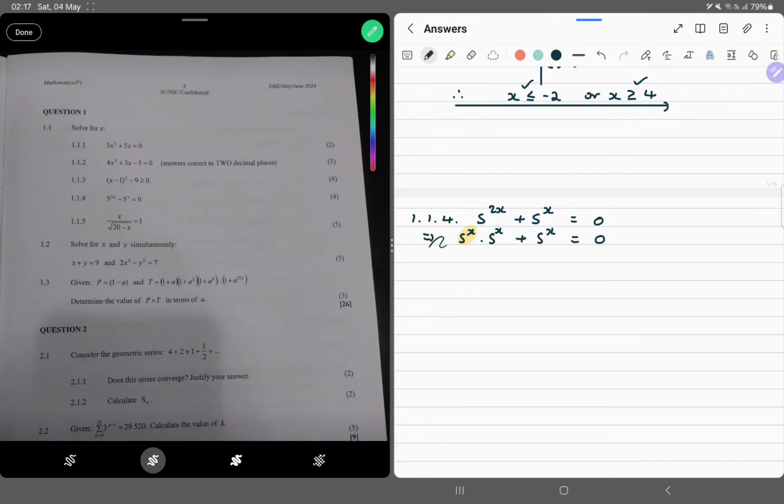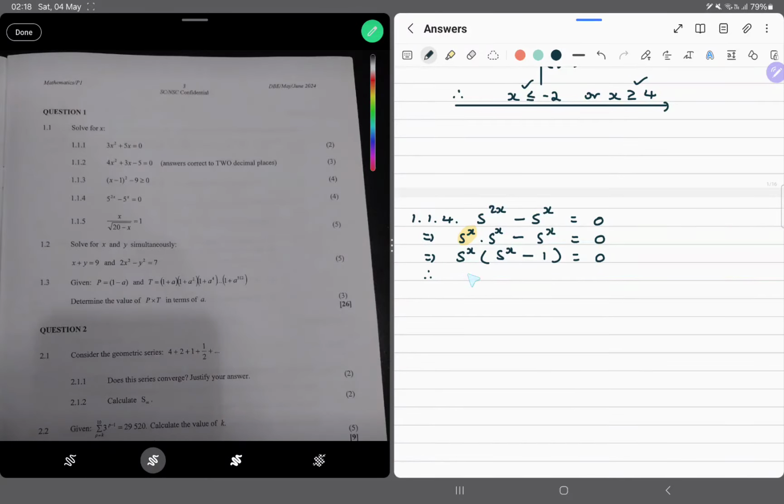Now let's go on. We are going to factorize here, taking out the highest common factor. We get 5 to the exponent x times (5 to the exponent x plus 1), and this is equal to 0. Look at me. Be very careful on how you copy these expressions. A very simple lapse of judgment can end up with the wrong sign somewhere.